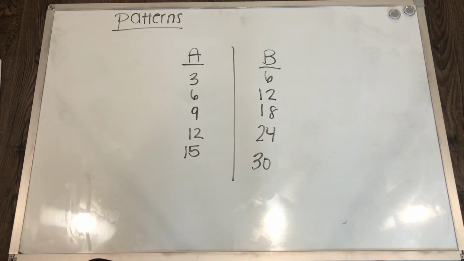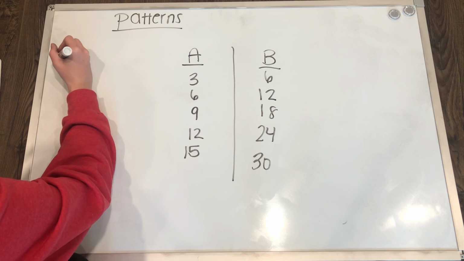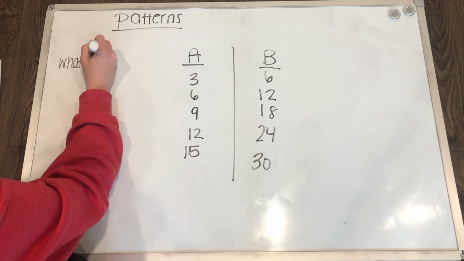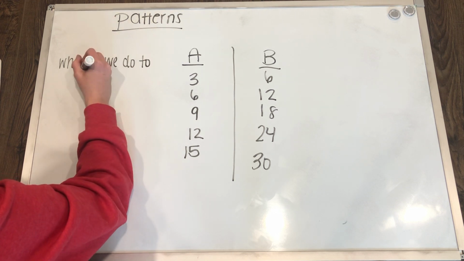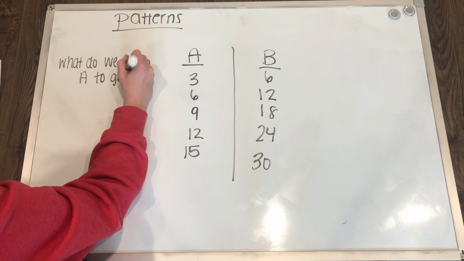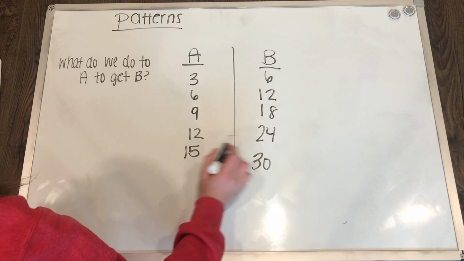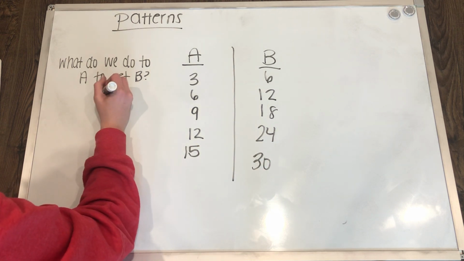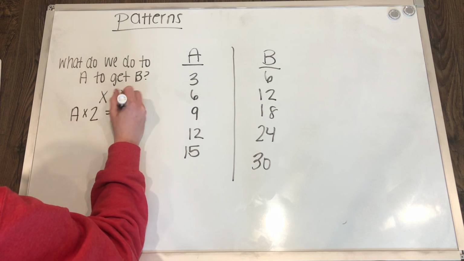So it's important to remember how we describe things is very important. When we're reading these problems, we need to read them more than one time. This question is first going to say, what do we do to A to get B? So when we go from 3 to 6, 6 to 12, 9 to 18, 12 to 24, 15 to 30, we're multiplying by 2. So A times 2 is going to give us our B.